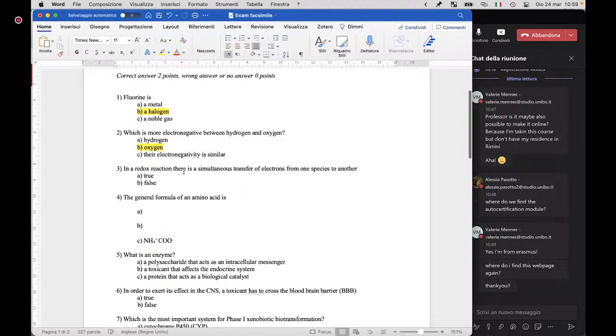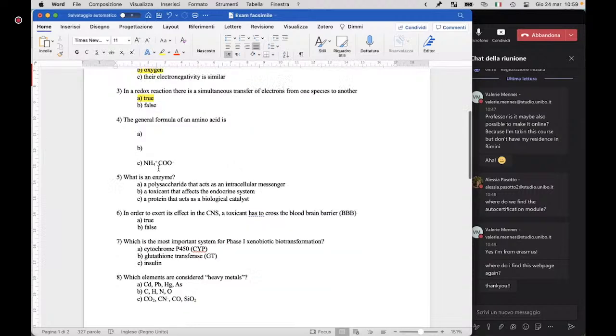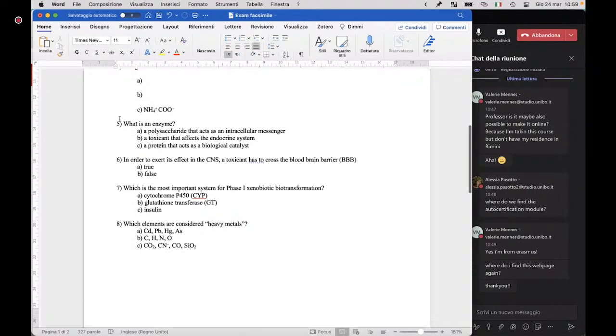In a redox reaction, there is a simultaneous transfer of electrons from one species to another. Is it true or false? Of course, it is true. It is the definition of a redox reaction. Unfortunately, these were two pictures, and it was the general formula of an amino acid, but since it was an open office document, it doesn't translate perfectly, but at the exam it will be visible. Okay, so this question right now we cannot do it.